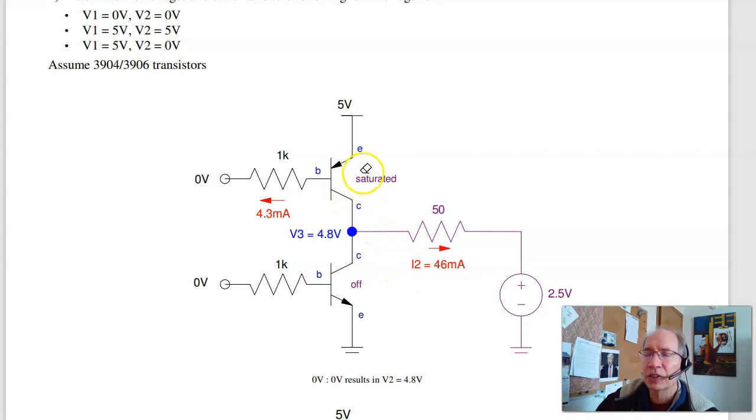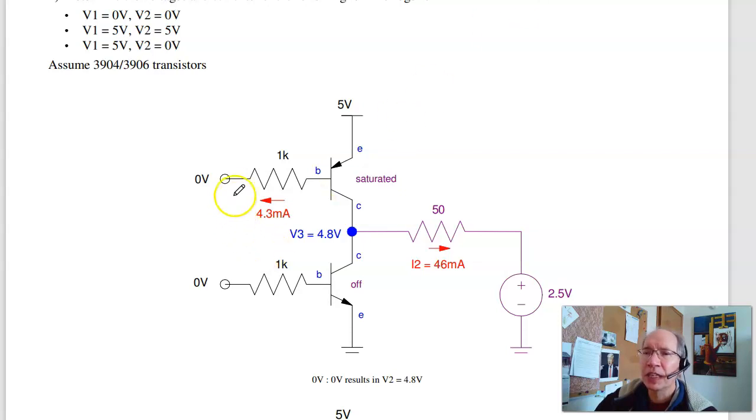I can turn on the PNP, making the output 5 volts, or the NPN, making it 0 volts, or turn them both off, so it's floating. I guess that's it. So this is looking at those three cases.